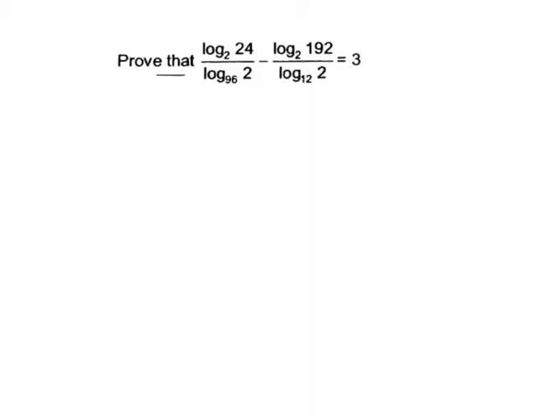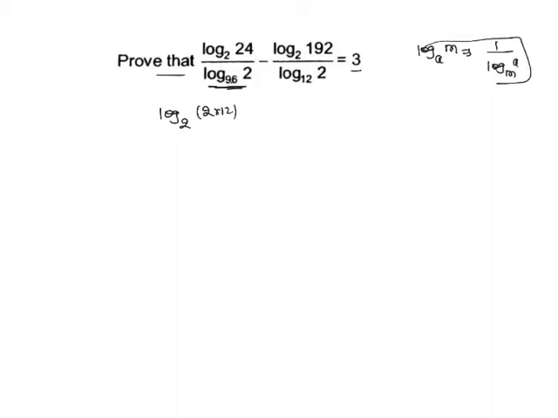Prove that log 24 base 2 divided by log 2 base 96, minus log 192 base 2 divided by log 2 base 12, equals 3. To solve these problems, what we will do? We can write 24 as 2 into 12. The denominator is there, so this we can convert into numerator if we change the base and argument. We can write like log a, argument is m, this is equal to 1 upon log of a base m. Clear this one?